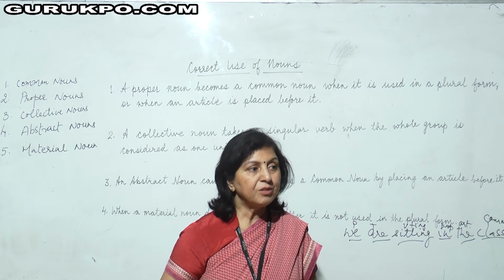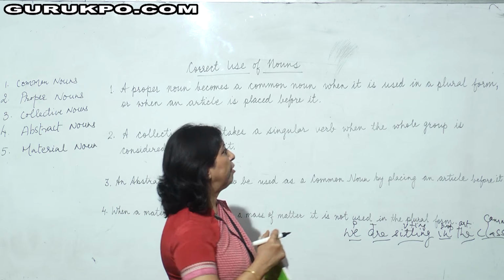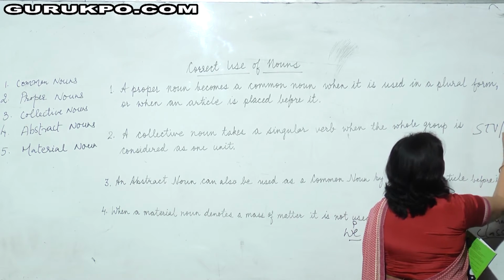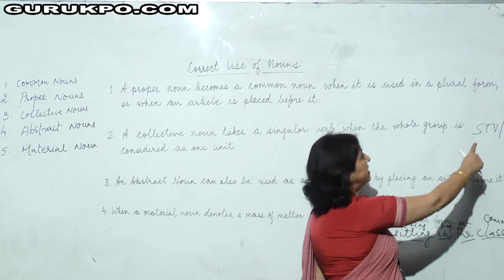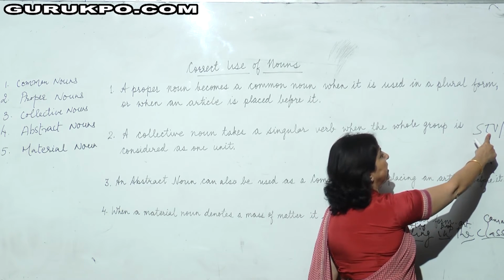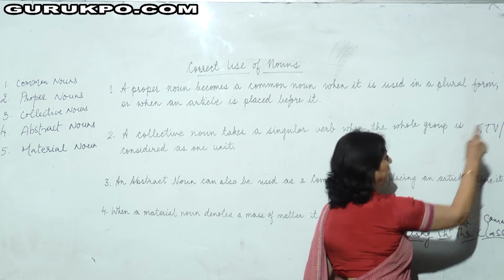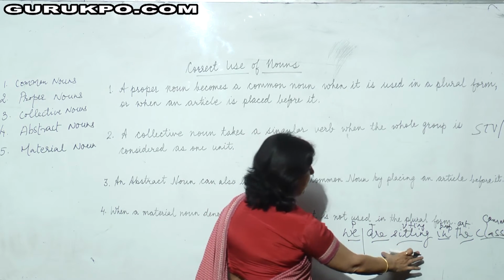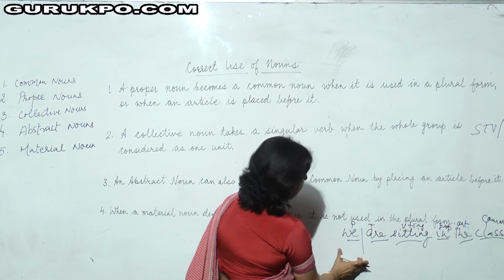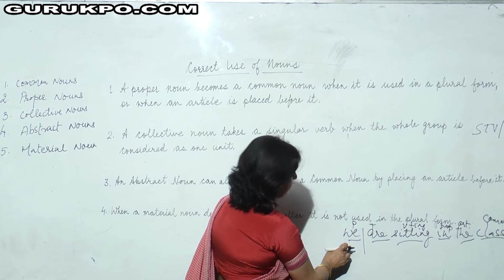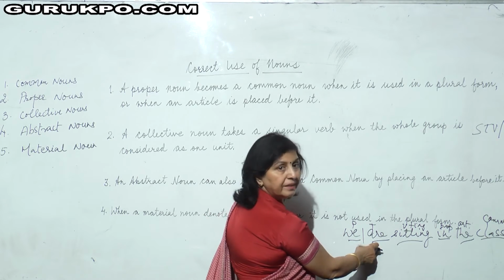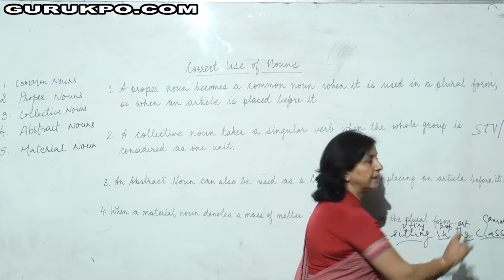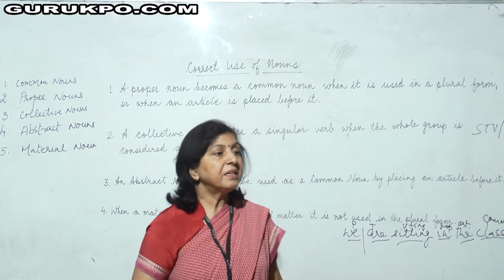For that, I have a small formula for you, and that formula is S T V oblique noun. S indicates subject, T tense indicator, V verb, and the rest is the noun. If you see this sentence, we is the subject of the sentence, the remaining part is the predicate, and if we split it further, we is the subject, are is the tense indicator, sitting is the verb, and in the class is the noun phrase. Okay, so that's how we decide.